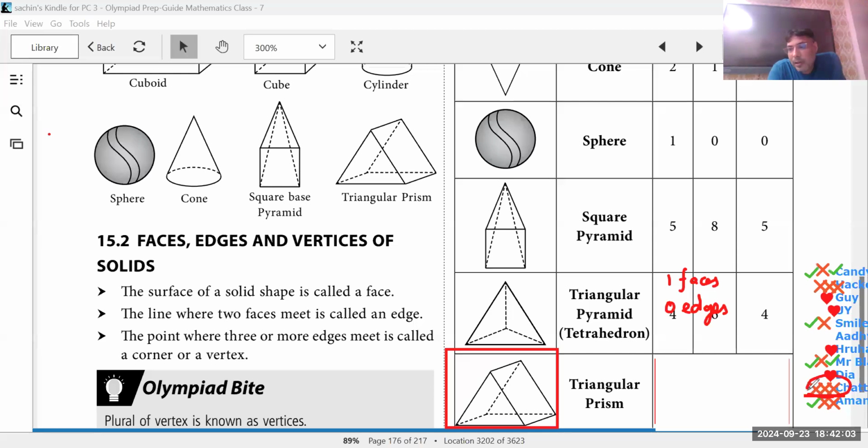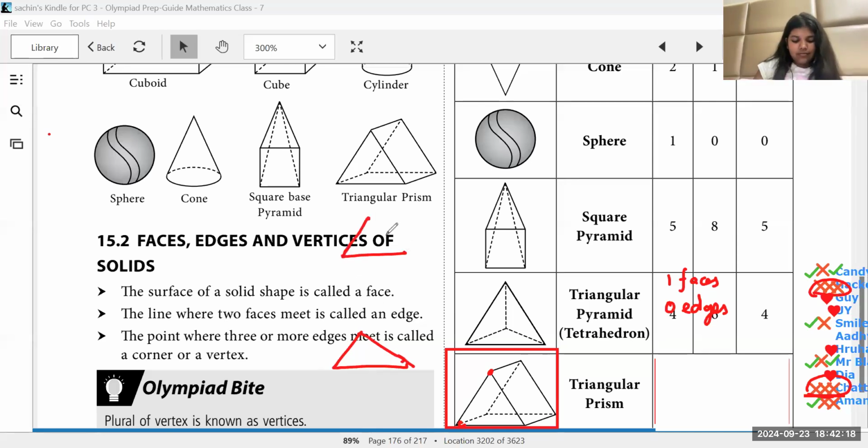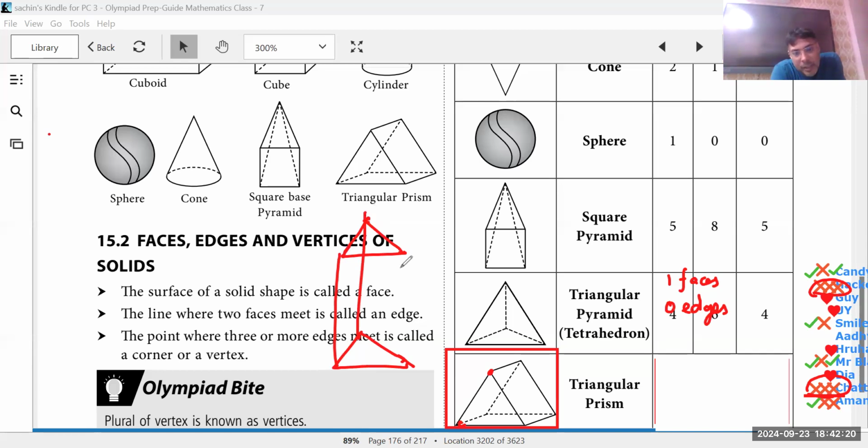So first of all, let's start with vertices. How many vertices are there, Chatty and Hacker? Sir, 6. Yes, beta. A prism has one triangle on top, one at the bottom, however it is drawn. So 1, 2, 3, 1, 2, 3. It is a triangular prism, so 6 vertices.